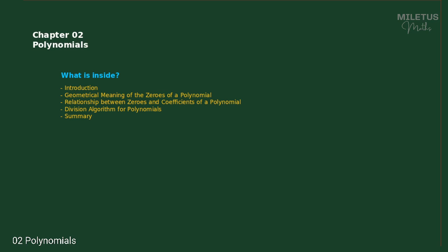It is the introduction to the polynomial as usual. Then there is something called the geometrical meaning of the zeros of a polynomial. Then the relationship between zeros and coefficients of the polynomials. Then finally we have the division algorithm for polynomials, and we end the chapter with the summary of the chapter.